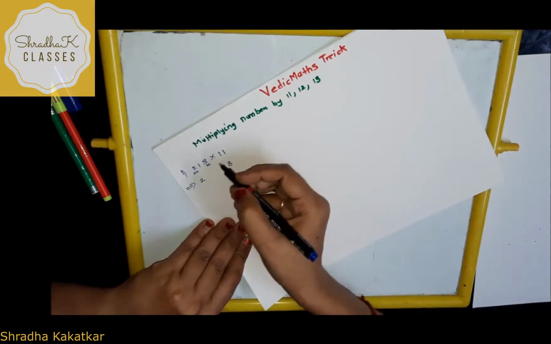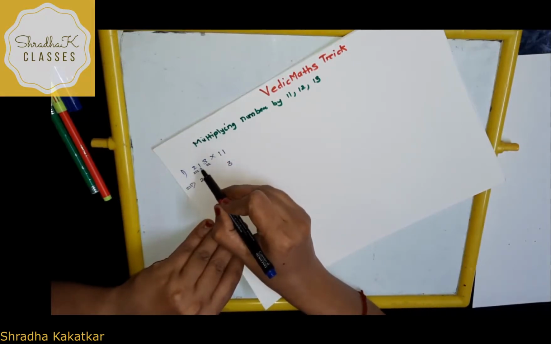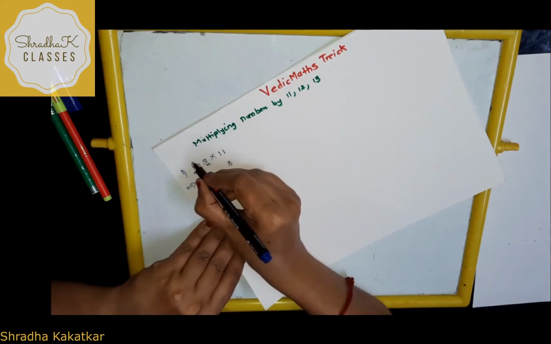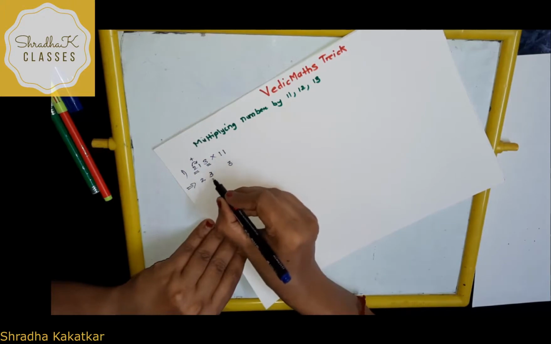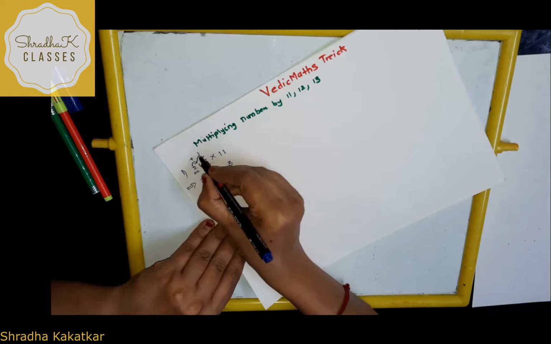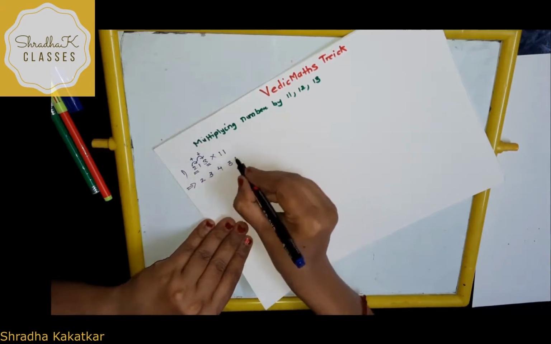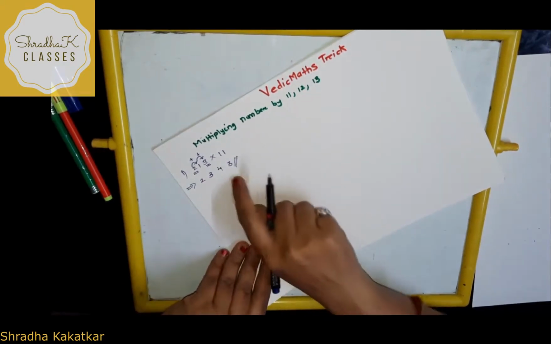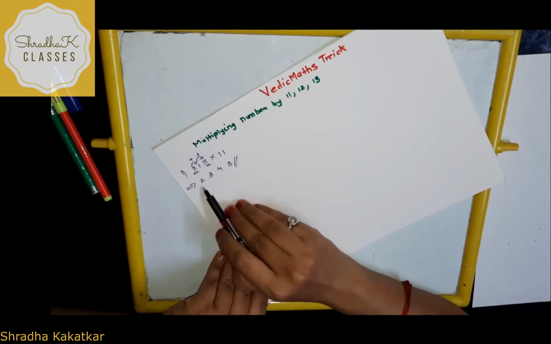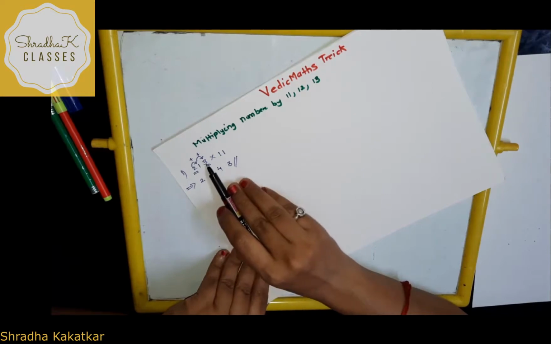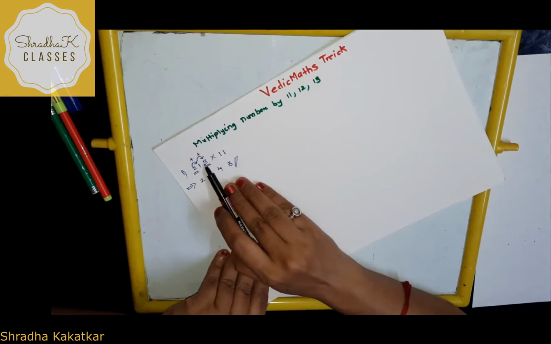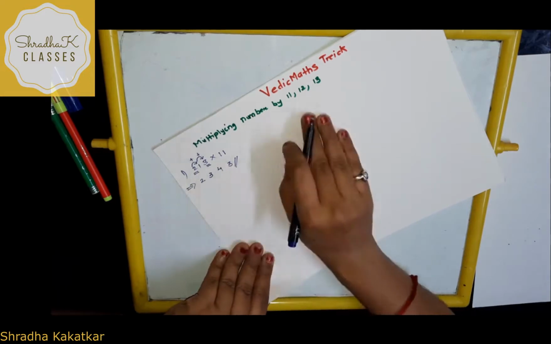Now what is 2 plus 1? 3. So write it over here. What I've done, 2 plus 1 is 3. And what is 1 plus 3? 4. So this is my answer. Understood what I did? When multiplying by 11, I just wrote the first digit as it is here, the last digit 3 as it is in the last place, and then 2 plus 1 is 3 and 1 plus 3 is 4. That's it. That's my answer.